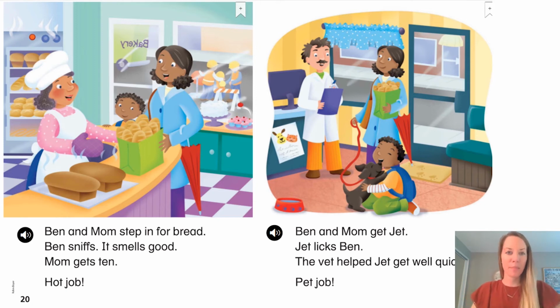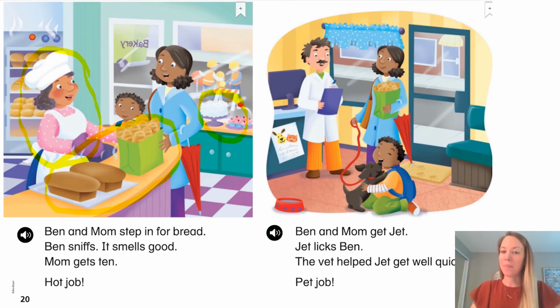So on this page, I notice the baker. She's providing a service by baking all of the food in the bakery, but she's also selling goods. So the bread that they sell in the bakery, that's actually an example of a good. Or the cake over here, that's another example of a good. So food is actually an example of a good because it's something that people can touch.